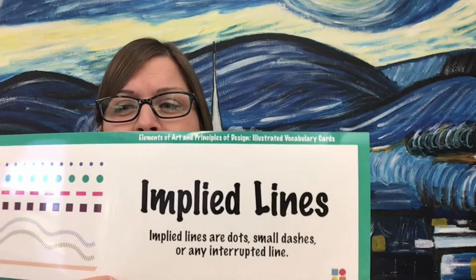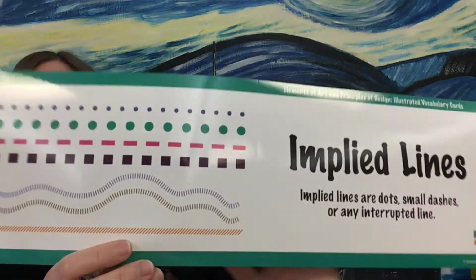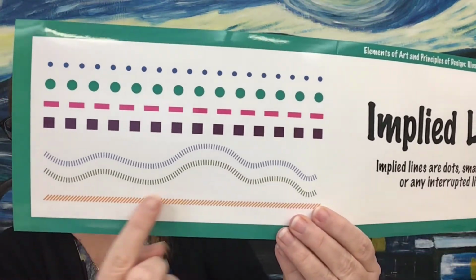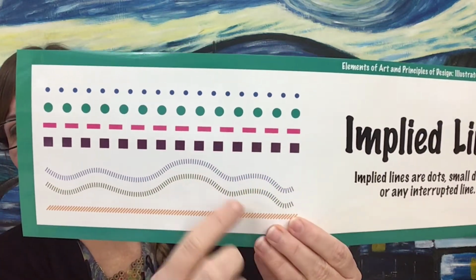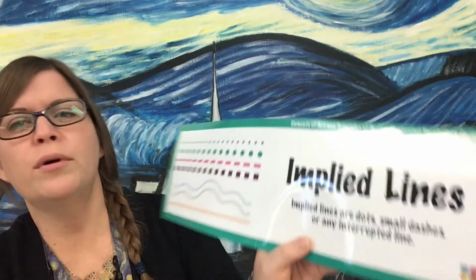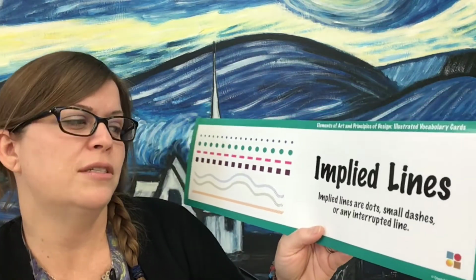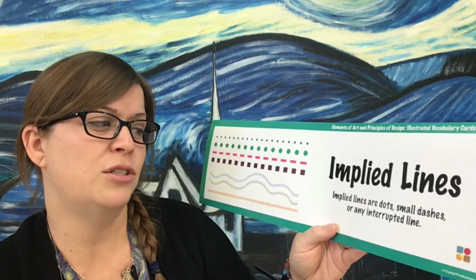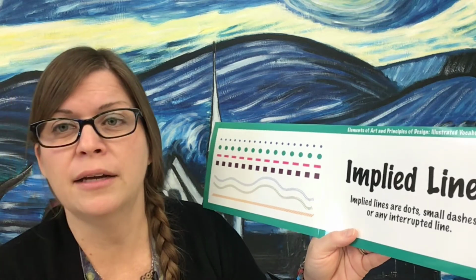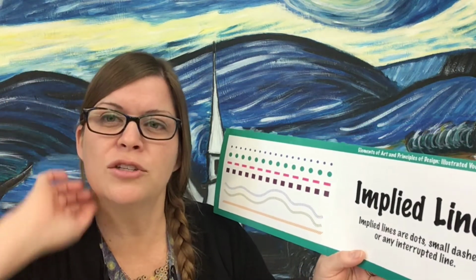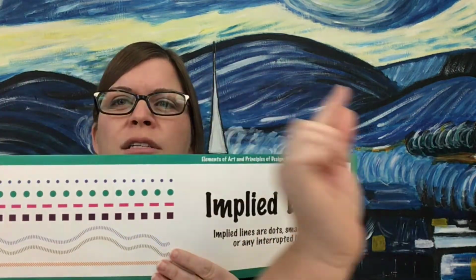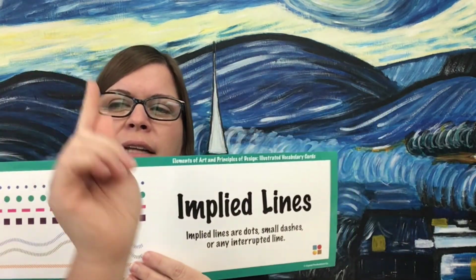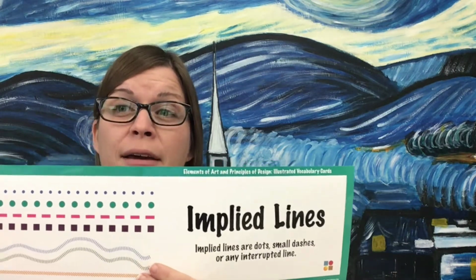Okay, and our biggest thing that we're going to be using in this project is implied lines. If you notice on here, you can see all the dashed lines, the wavy lines, the dotted lines, and then dots just for a line. These are really important in art, and the definition says implied lines are dots, small dashes, or any interrupted line. So basically, it's a line that's not straight, okay? It's not a straight across solid line. It's got little dashes or little breakups in that line.